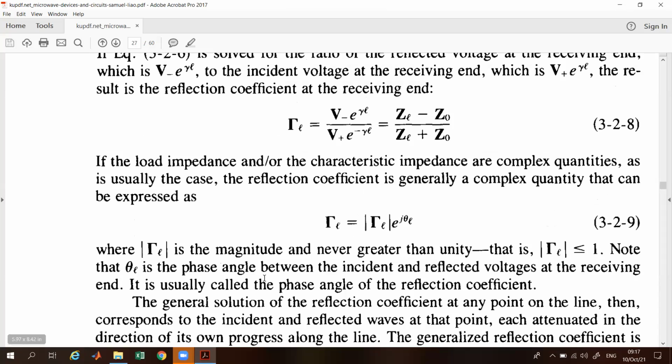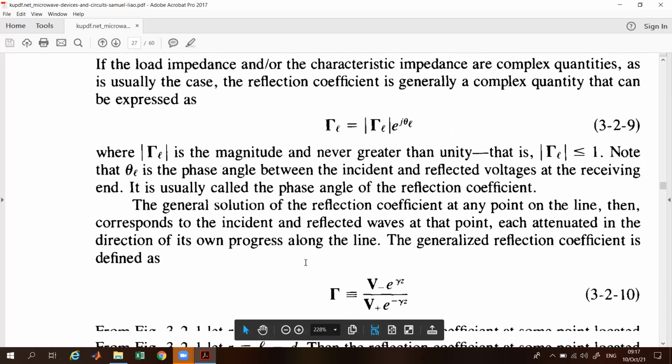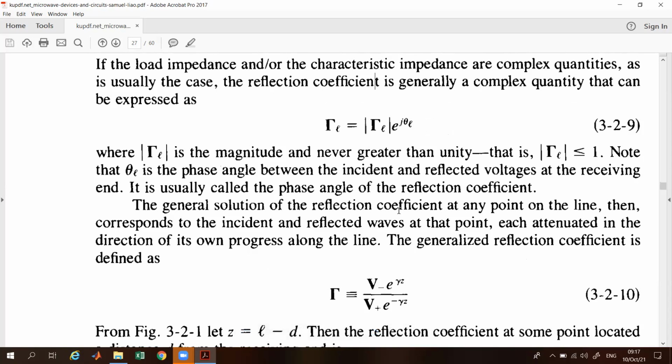Note that theta L is the phase angle between the incident and the reflected voltage at the receiving end. It is usually called the phase angle of the reflection coefficient. Next is the general solution of the reflection coefficient at any point on the line.